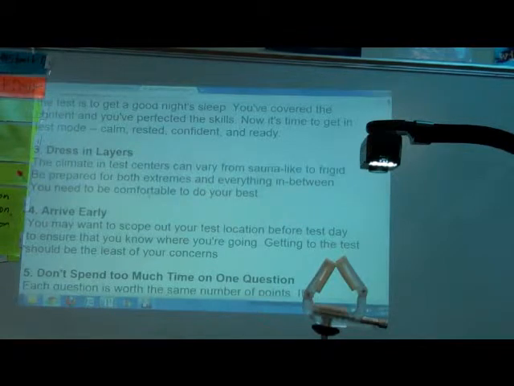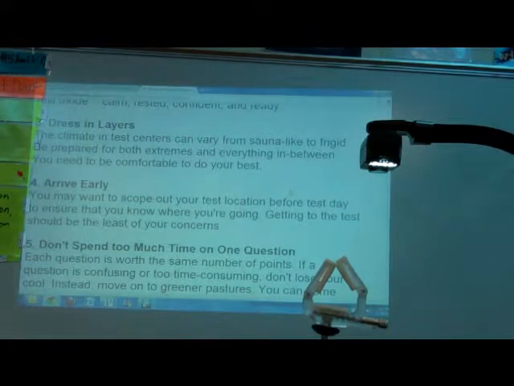Dress in layers. The climate in test centers can vary from sauna-like to frigid, so you want to be prepared for both extremes. Everybody knows that if you're uncomfortable, you have trouble concentrating, so be sure that you dress in layers. If you get too hot, you can take some off. If you get too cold, you can add some.